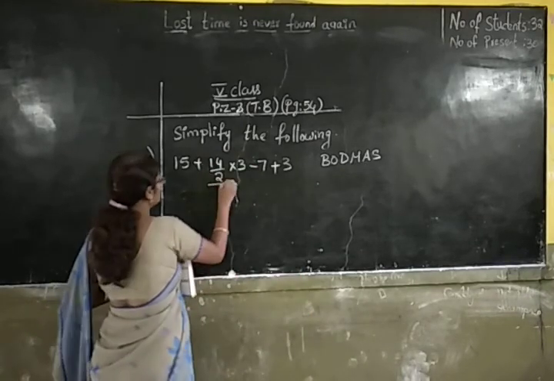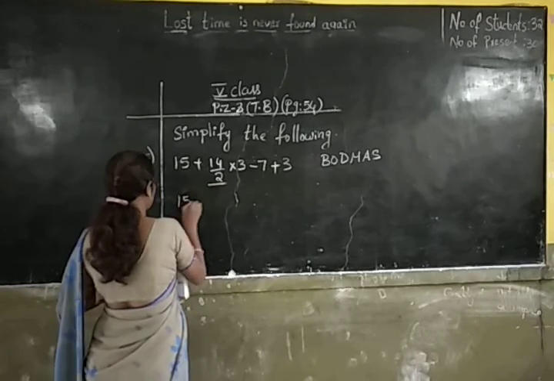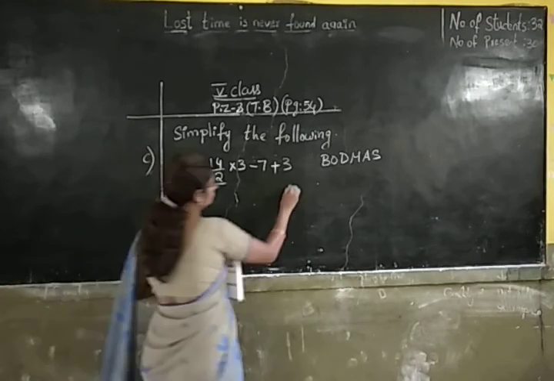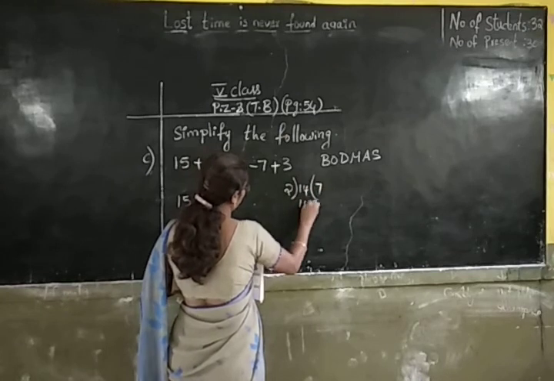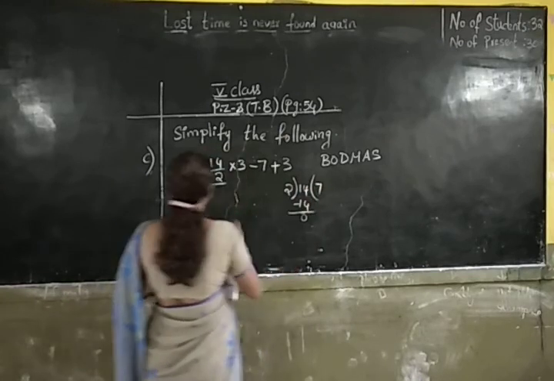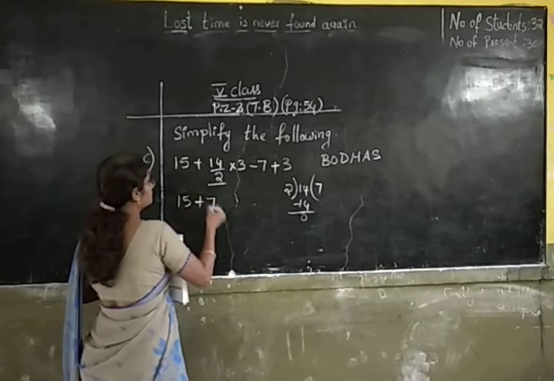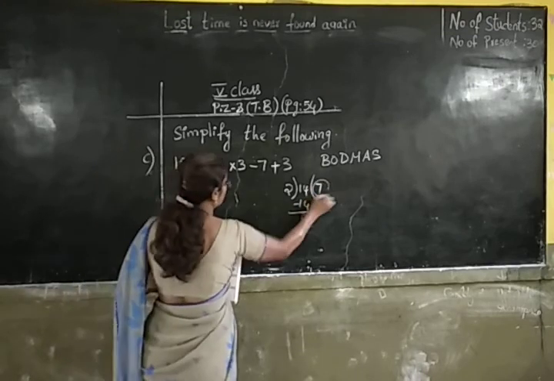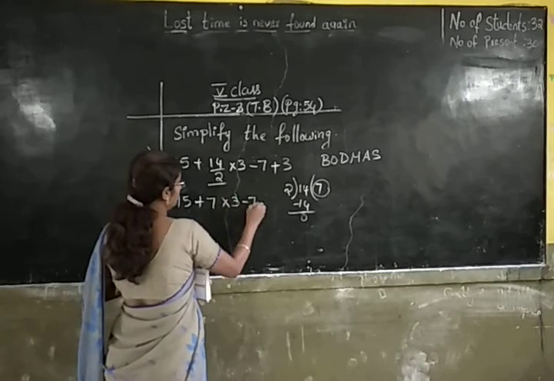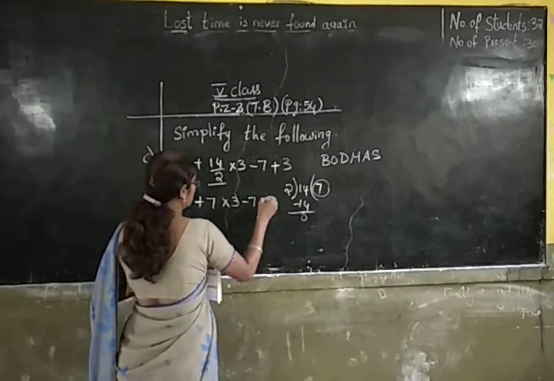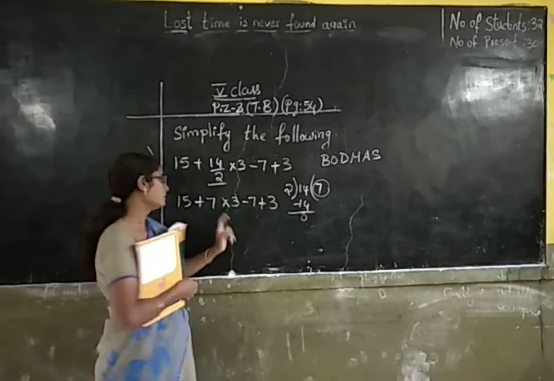This is the term with division. So 15 plus, 14 divided by 2. 2 sevens are 14. 2 goes 7 times in 14. Here the result is 7. So I am keeping 7 here. Then into 3 minus 7 plus 3.